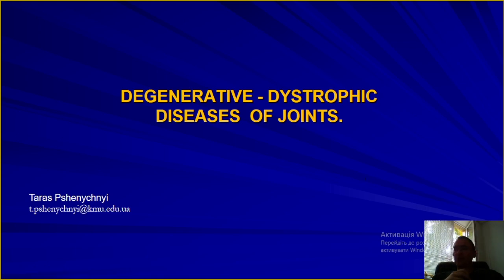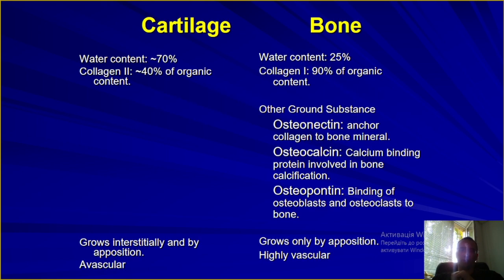So joint diseases can be divided into several groups. In two big groups, they can be divided into inflammatory and non-inflammatory diseases. We will start with non-inflammatory diseases, so-called degenerative dystrophic diseases of the joints. This division into two groups, inflammatory and non-inflammatory, is mostly based on the reason why the joint is suffering, the primary reason.